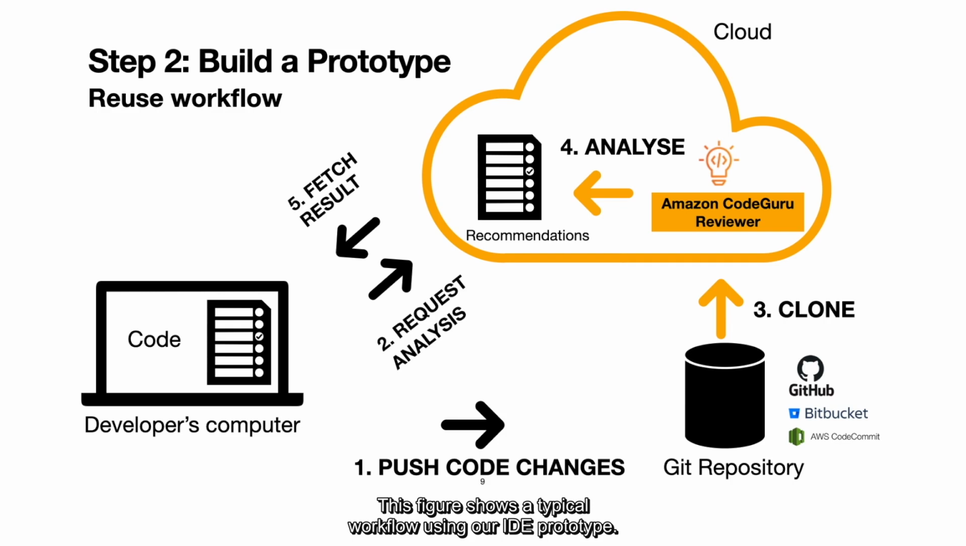This figure shows you a typical workflow using our IDE prototype. First, the developer modifies code and pushes code changes to a remote Git repository. And then he clicks a button in the IDE to request the CodeGuru Reviewer to run a new scan on the Git repository. CodeGuru Reviewer then receives this request and clones the GitHub repository.